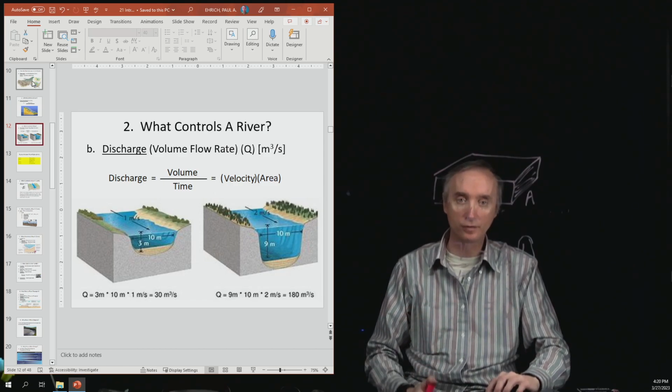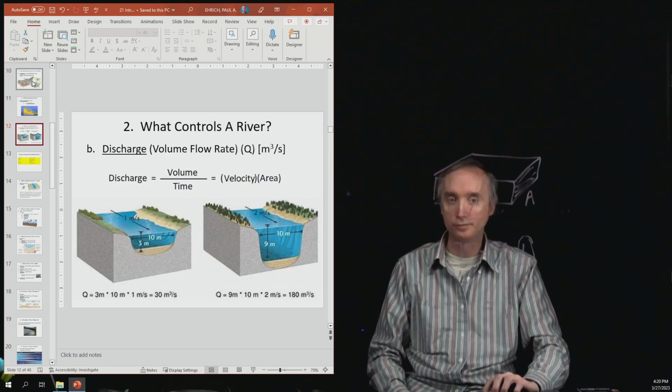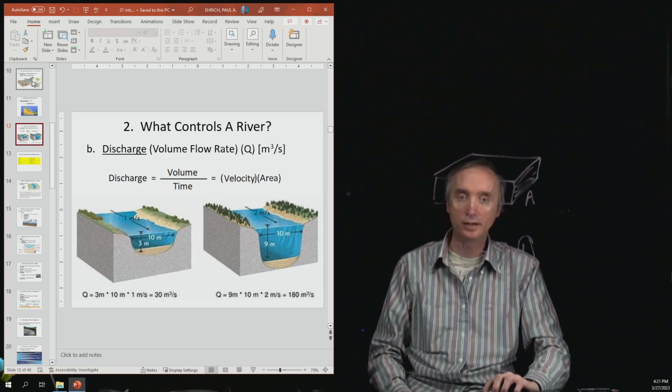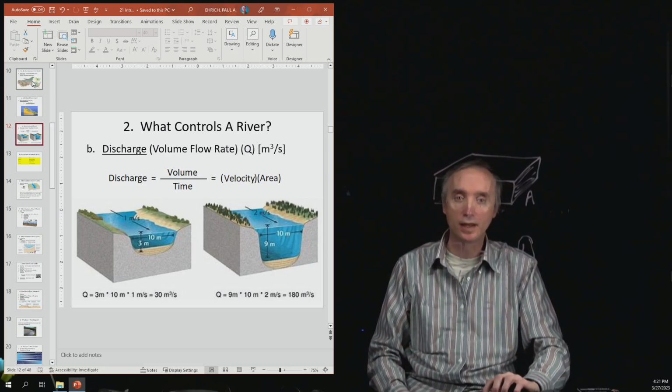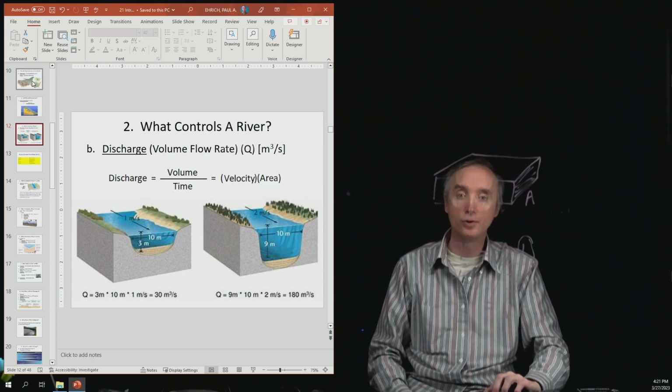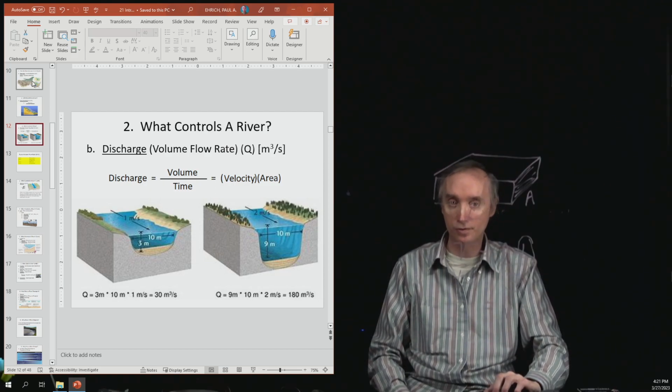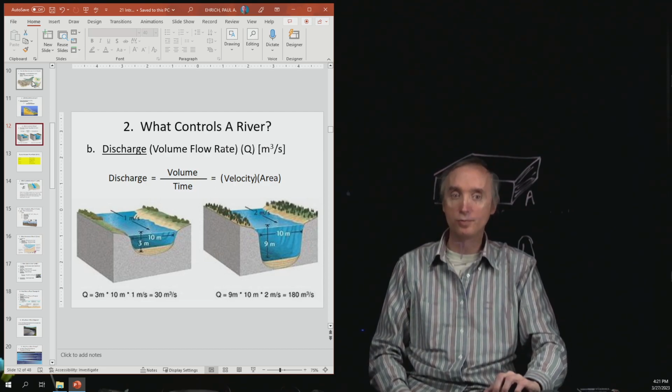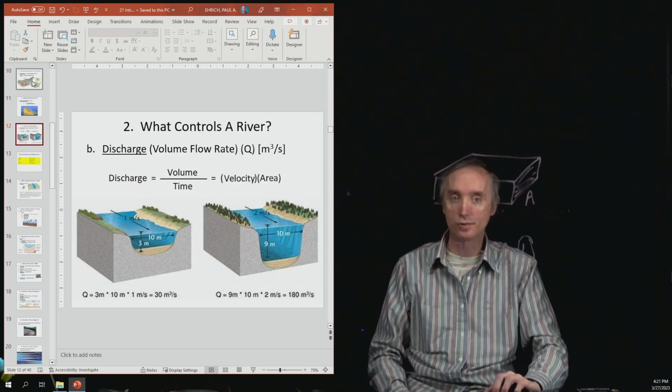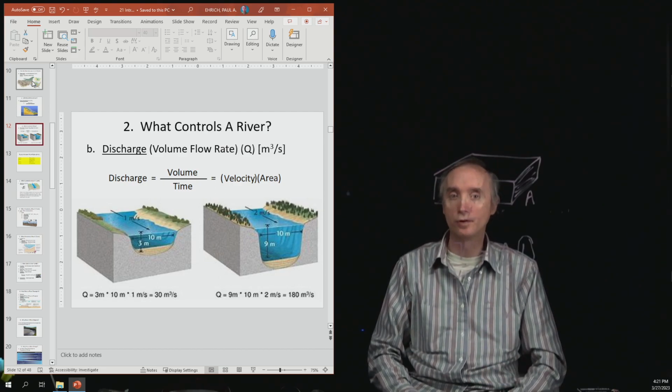Now the second river, notice, is deeper. It's going to be 9 meters deep, and it's still going to be 10 meters wide, but notice it's flowing twice as fast. So the speed of the river is 2 meters per second. When you multiply that all together, you get 180 cubic meters per second. So the second river would have a higher discharge.